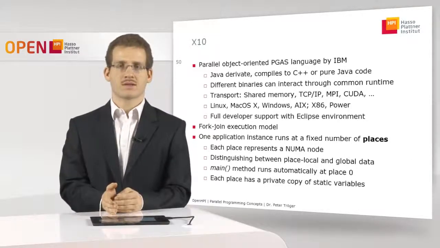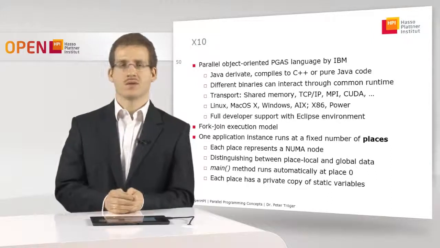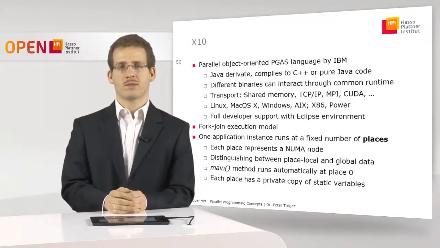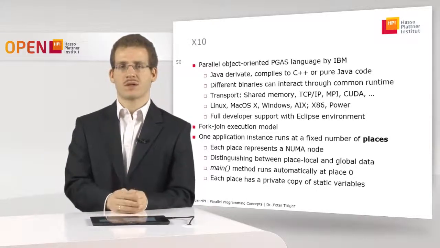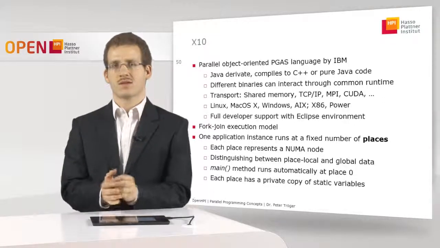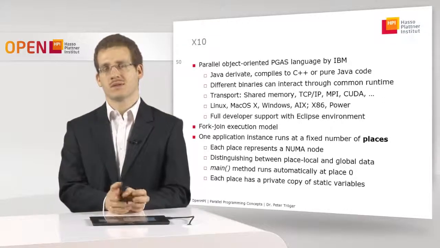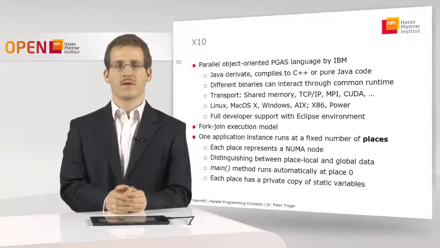X10 in itself has the fork join execution model we already know from OpenMP. So a main thread, a main activity is able to spawn different tasks. These tasks then perform the concurrent activities and may run in parallel. And at the end, all of these tasks are synchronized again by an implicit or explicit barrier in order to continue with a serial execution stream.